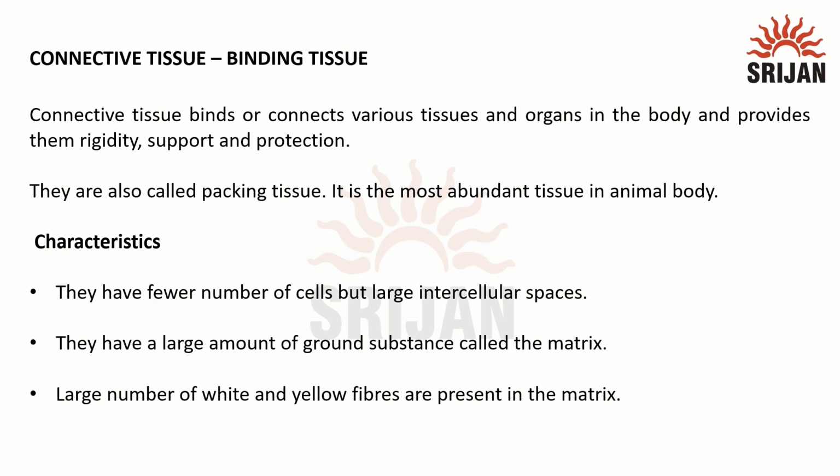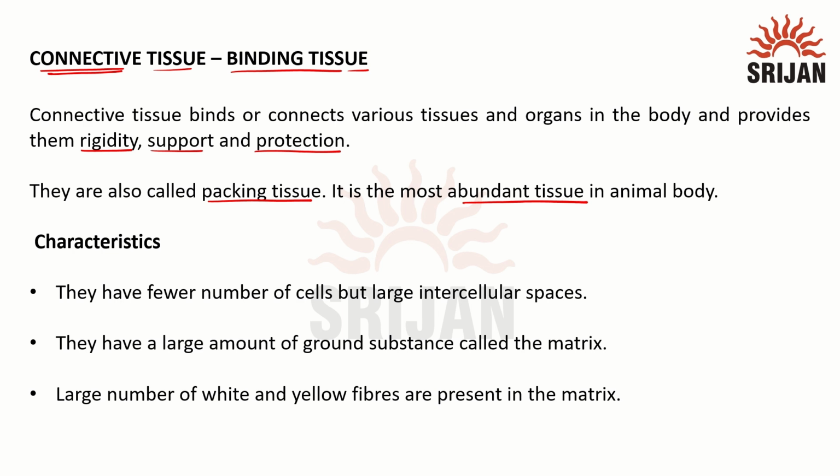In this video, we will learn about the connective tissue, which is a binding tissue. As the name says, it connects one tissue to another. So basically it is present between two different tissues, either between epithelial and muscular, epithelium and nervous, and so on. They mainly provide rigidity, support, and protection. They are also known as packaging tissue because they are the most abundant tissue and found between two tissues.